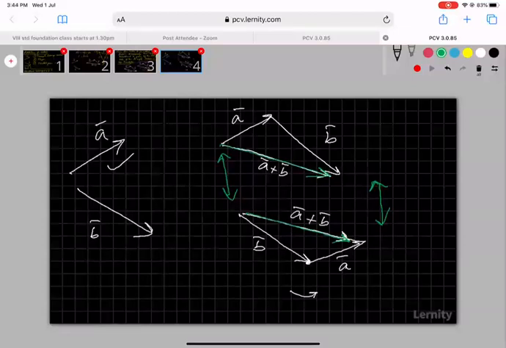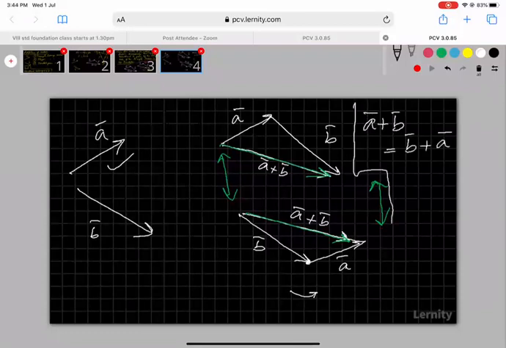It does not matter if you add B bar to A bar or if you add A bar to B bar. Doesn't matter. In both cases, you will get the same resultant. So we can have a law here saying A bar plus B bar is equal to B bar plus A bar. Do you remember what this law is called? This is called the commutative law. This is called the commutative law of vector addition, or vector addition obeys the commutative law.